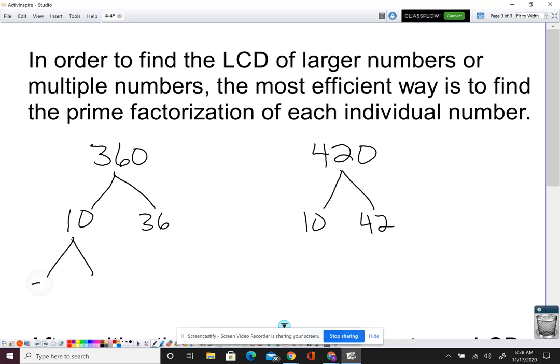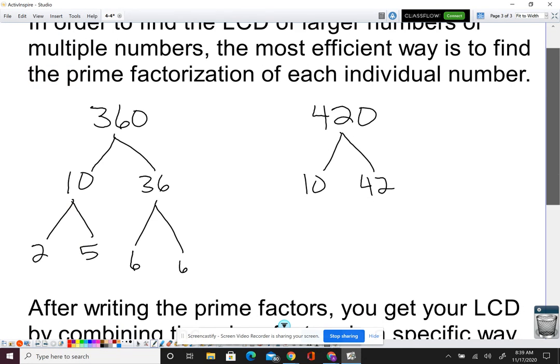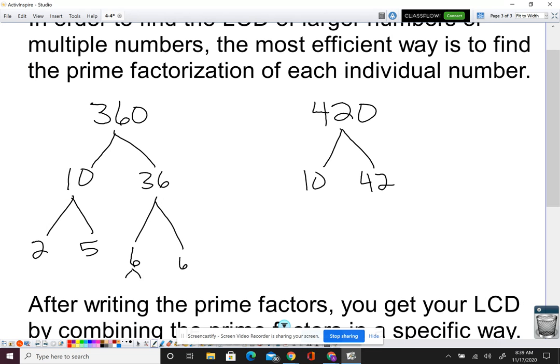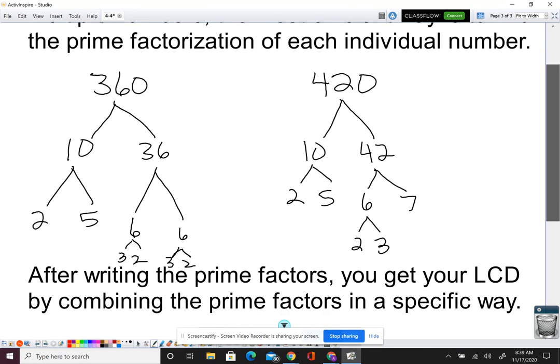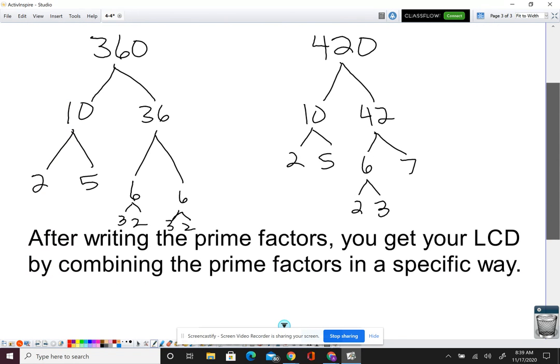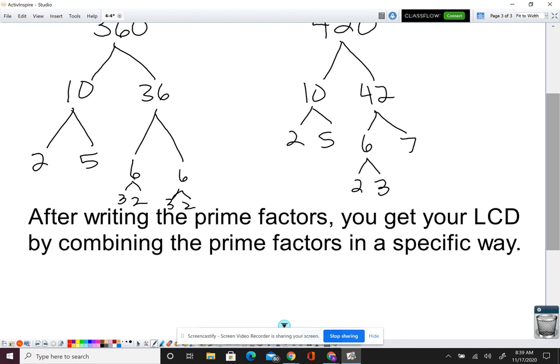And then we break down 10 to be 2 and 5, and 36 to be 6 and 6. And then each one of these 6s reduces down to 3 and 2. And if I go over here, it's the same thing, 2 and 5. This one is 6 and 7. And this one is 2 and 3. So we're trying to get prime numbers at the end of all of our leaves. And we're going to write these prime factorizations in terms of bases and powers.